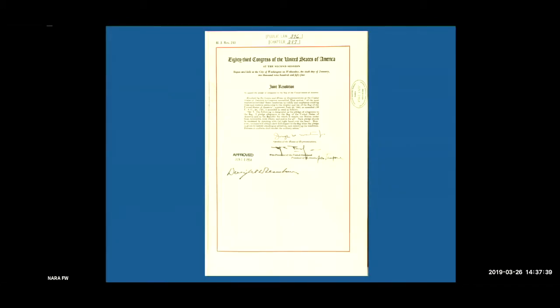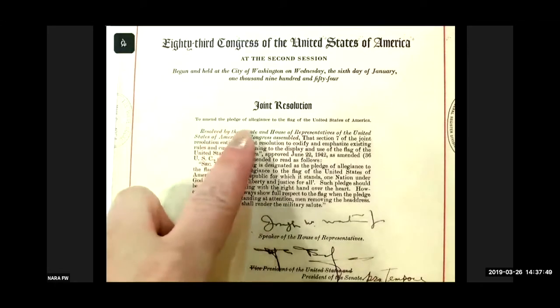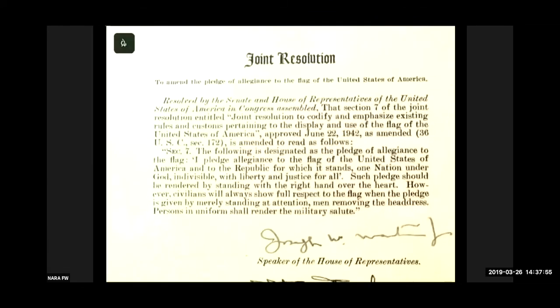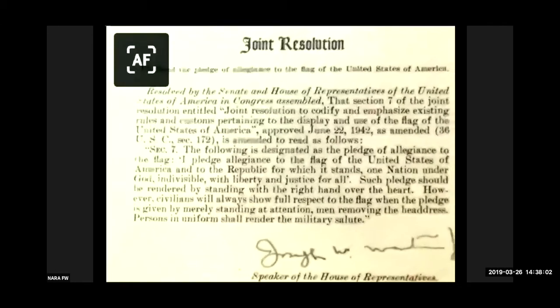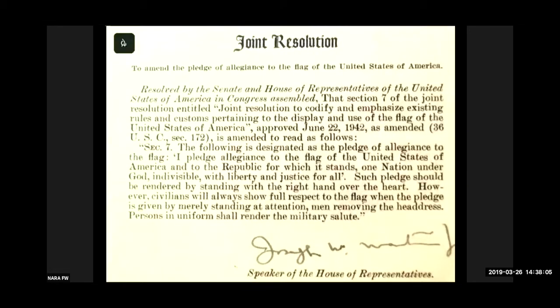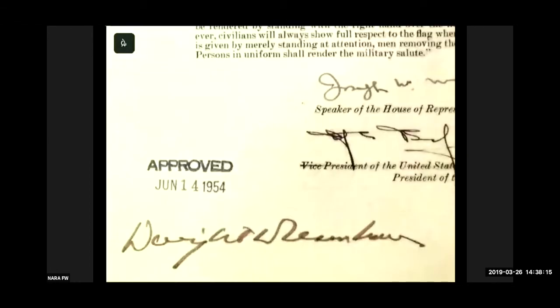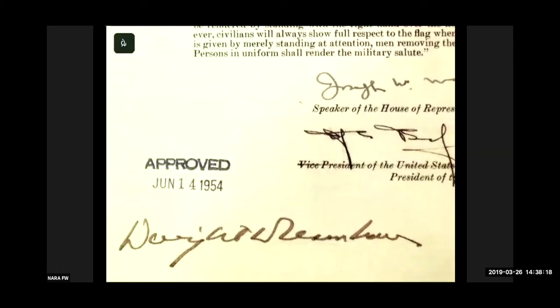So let's take a look at another document here, and this is a bill, okay? The bill is actually, it says, to amend the Pledge of Allegiance to the flag of the United States of America. Let me zoom in so maybe you can see that a little better and not be out of focus. There we go. It looks a little better now. And so basically this bill was signed in 1954, and it was signed by President Dwight D. Eisenhower. There's his signature. He had really bad handwriting.